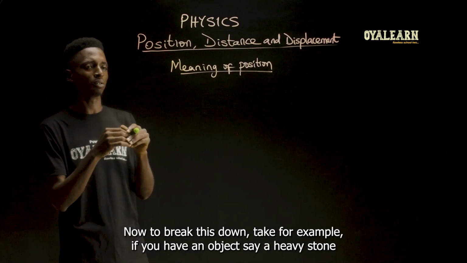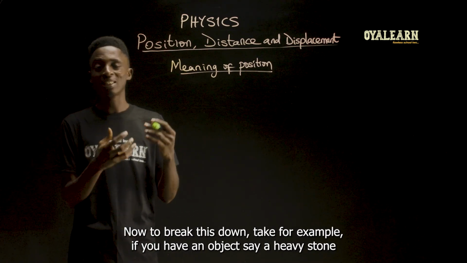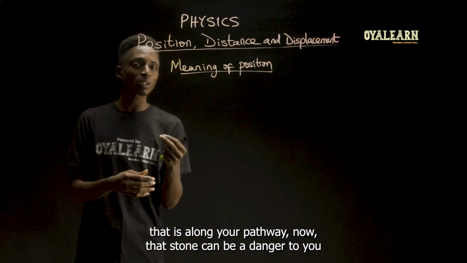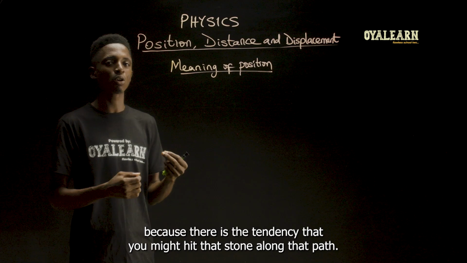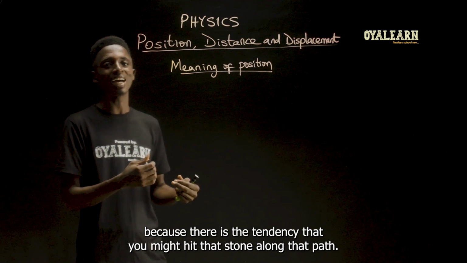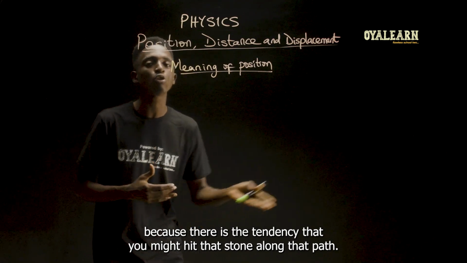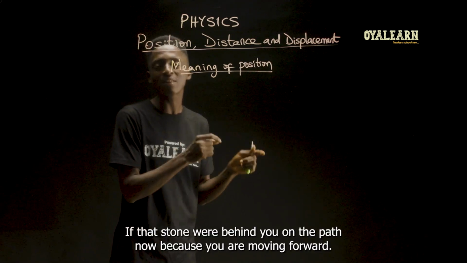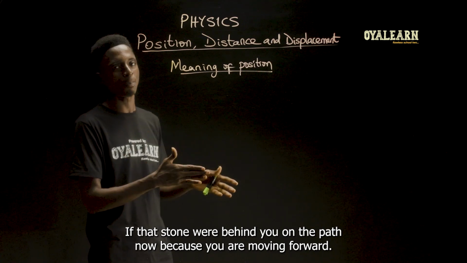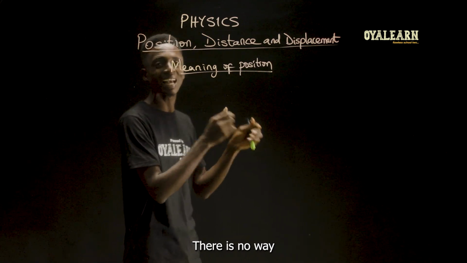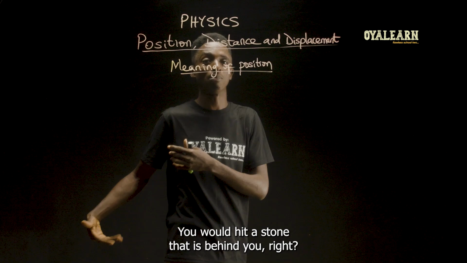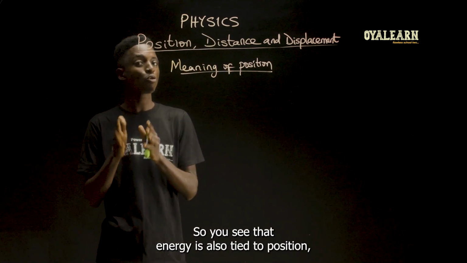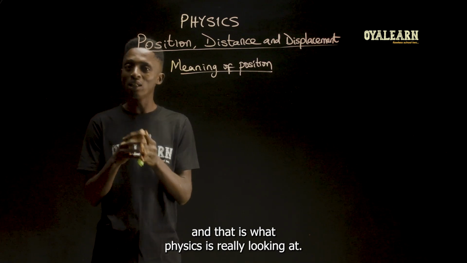Now, to break this down, take for example, if you have an object, say a heavy stone that is along your pathway. That stone can be a danger to you because there is the tendency that you might hit that stone along that path. But it's a different situation entirely if that stone were behind you on the path. Because you are moving forward, there is no way you would hit a stone that is behind you, right? So you see that energy is also tied to position, and that is what physics is really looking at.